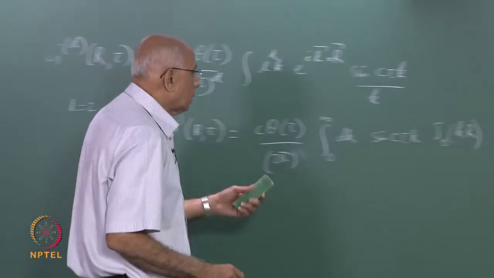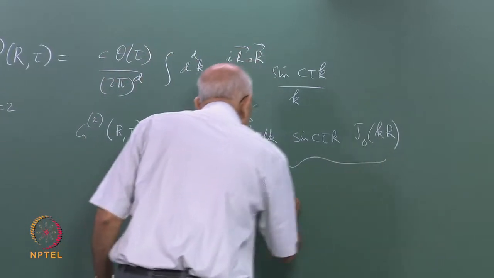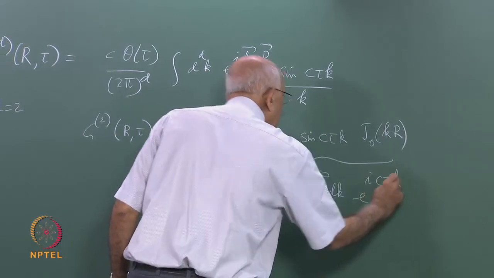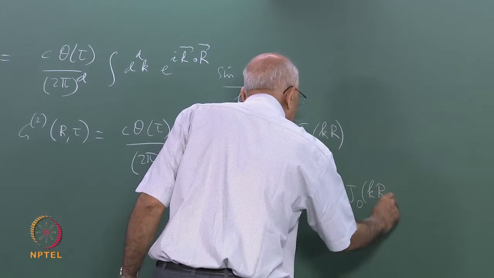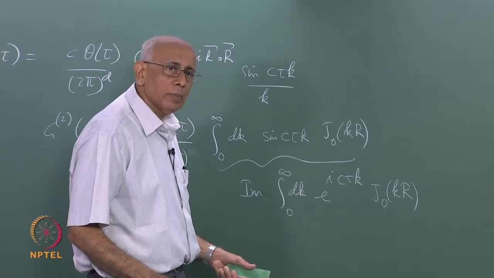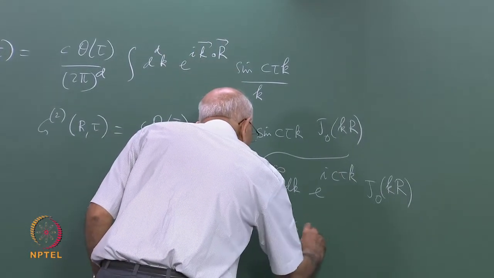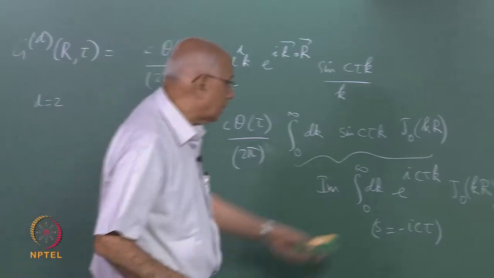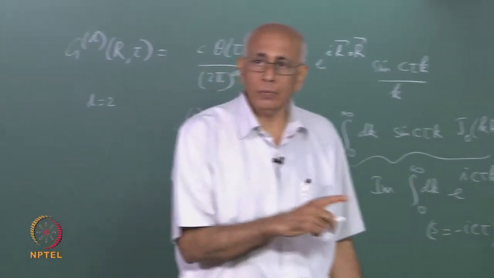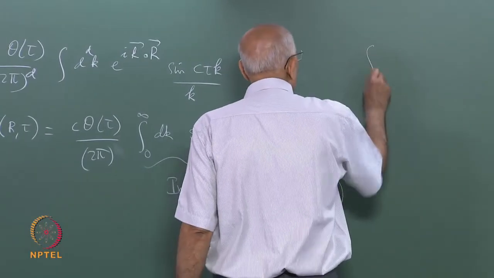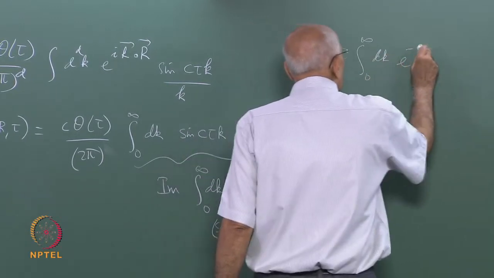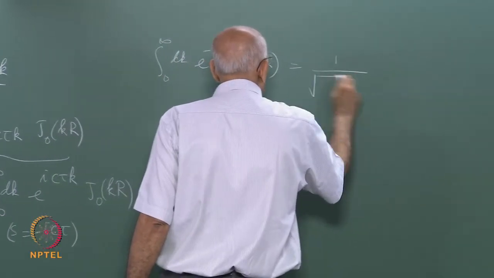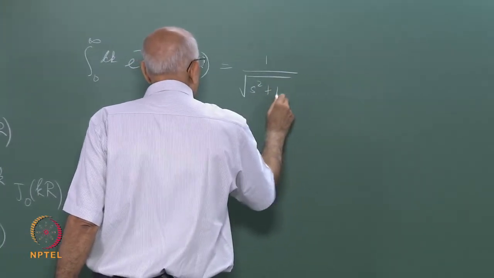And of course one way to do this integral is to write this as the imaginary part of the integral 0 to infinity dk e to the i c tau k J0 of kr, and to regard this as the Laplace transform at s equal to minus i c tau of this function J0. We already had earlier a formula for the Laplace transform of J0, so we had the integral 0 to infinity dk e to the minus sk J0 of kr is equal to 1 over the square root of s squared plus r squared.